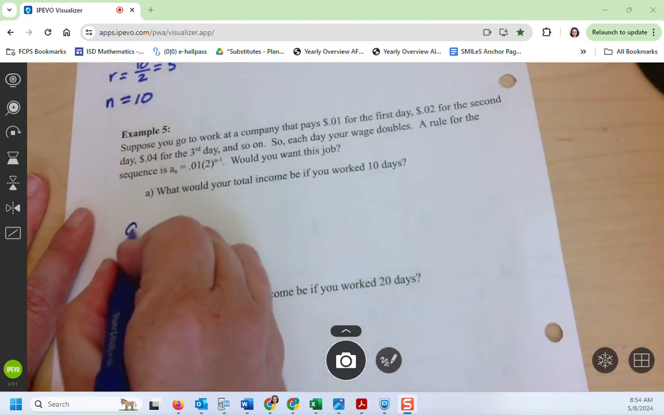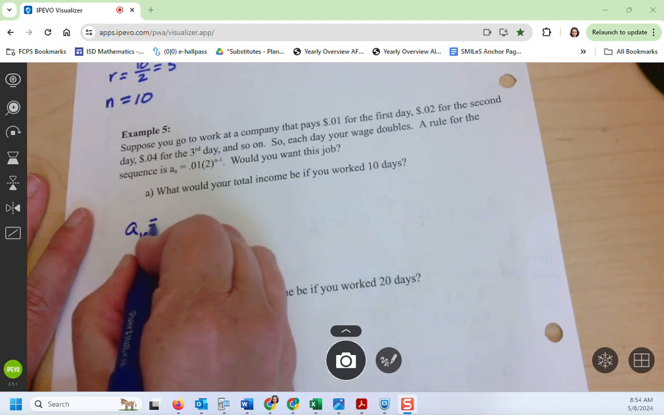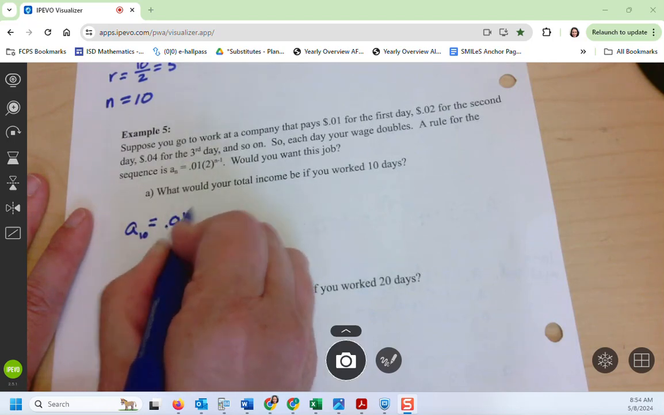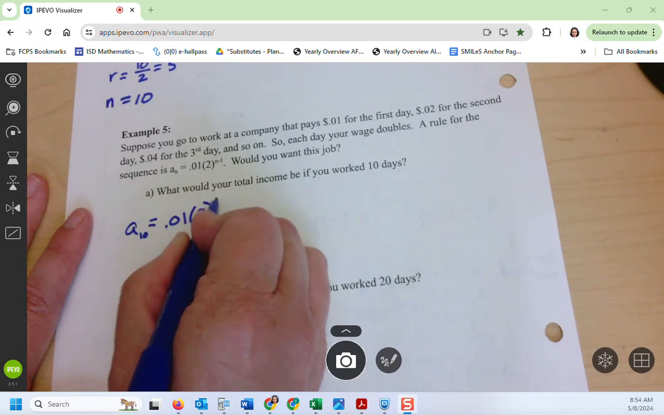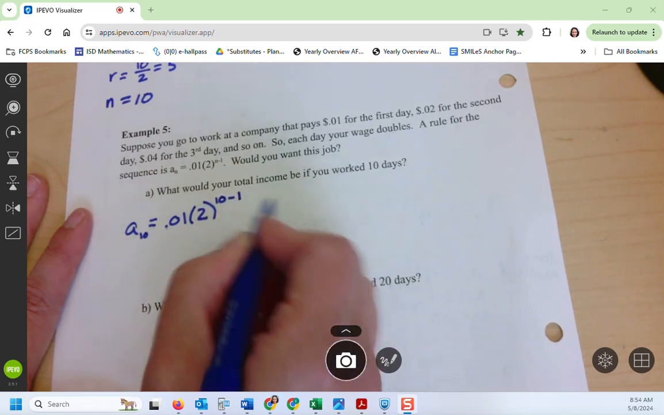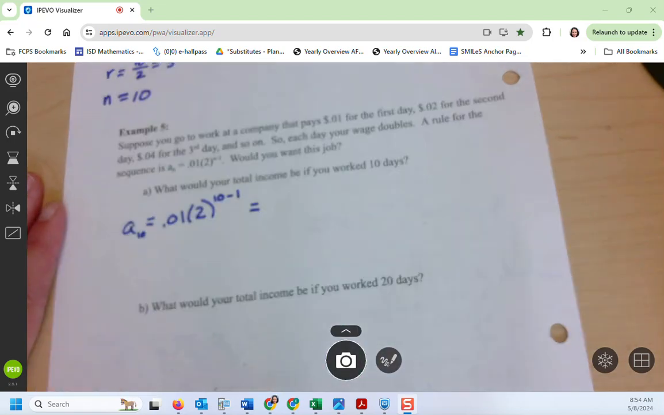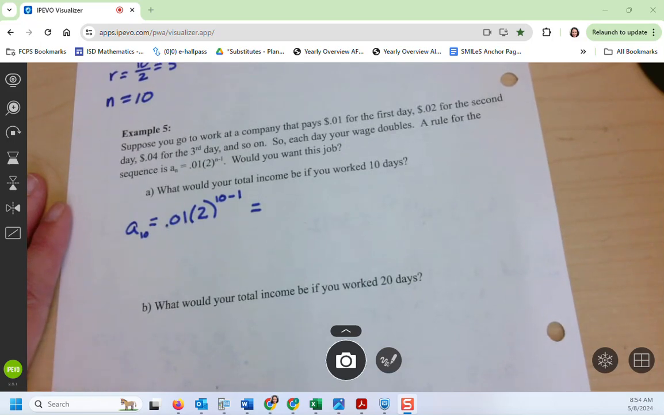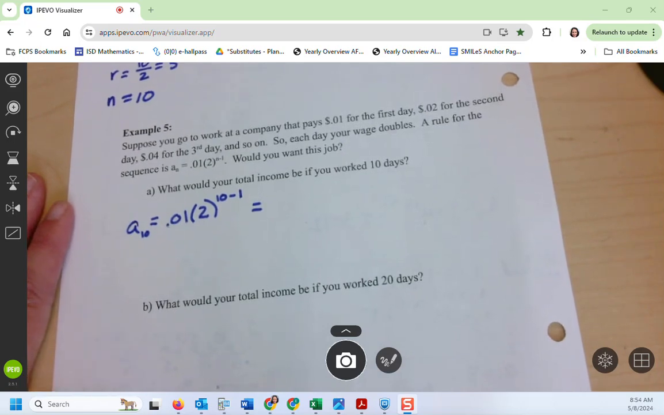So we would do a sub 10, 0.01 times 2 to the 10 minus 1. Go ahead and find your income for the first 10 days. See if that convinces you if you should take the job or not.